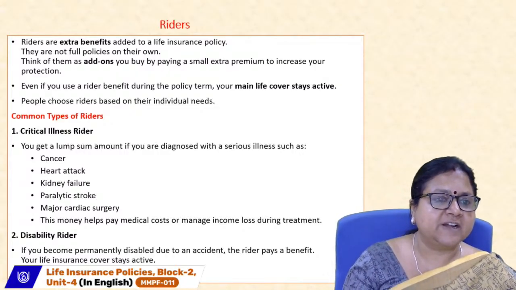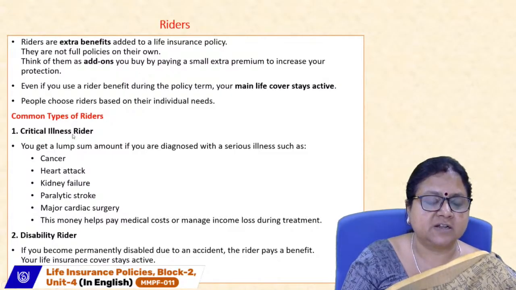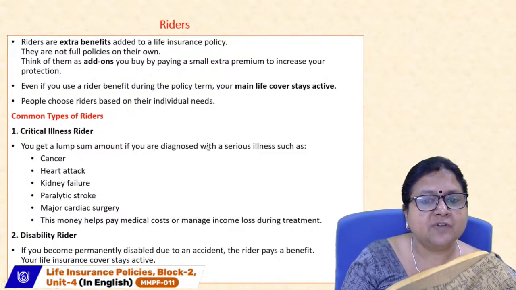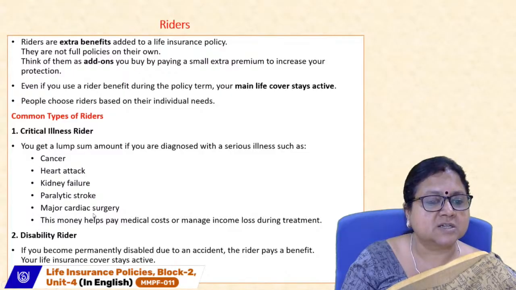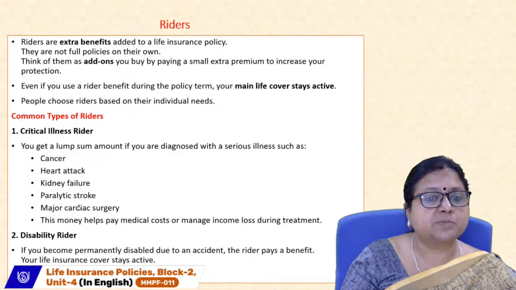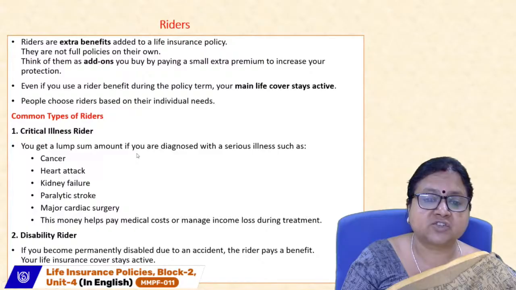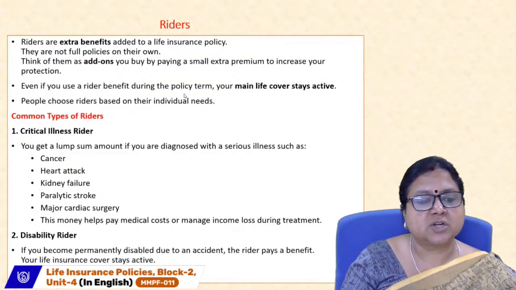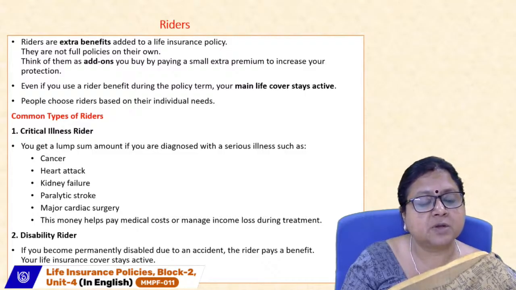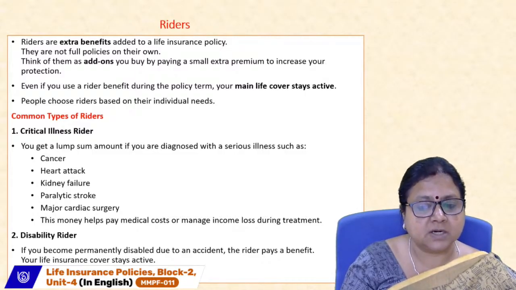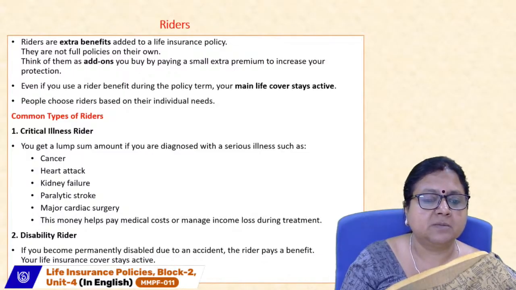Some riders are like the critical illness rider. You get a lump sum amount if you are diagnosed with a serious illness such as cancer, heart attack, kidney failure, paralytic stroke, major cardiac surgery. So if you confront this type of thing, then you are going to get some extra amount. But for this extra amount, you are going to pay some extra premium. There can be a disability rider also. If you become permanently disabled due to an accident, then the rider will pay the benefit.